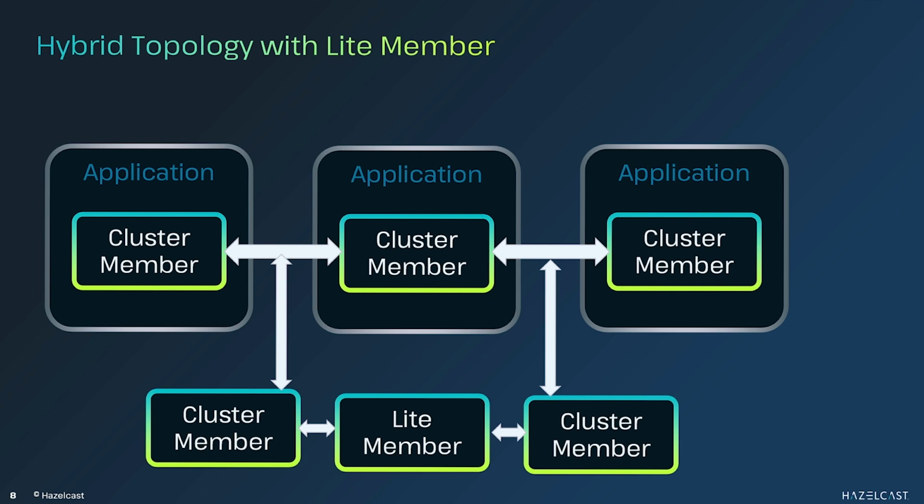There are 2 additional features that make sense to talk about while we're looking at topologies. One is the light member. A light member is a member that doesn't contain any data. It's useful if you have compute-intensive workloads where you want to bring additional compute capacity to the party, but you don't need to increase your storage capacity. The light member contributes CPU resources to the cluster, but doesn't host any partitions. Light members can be used in client-server, embedded, or hybrid topologies.